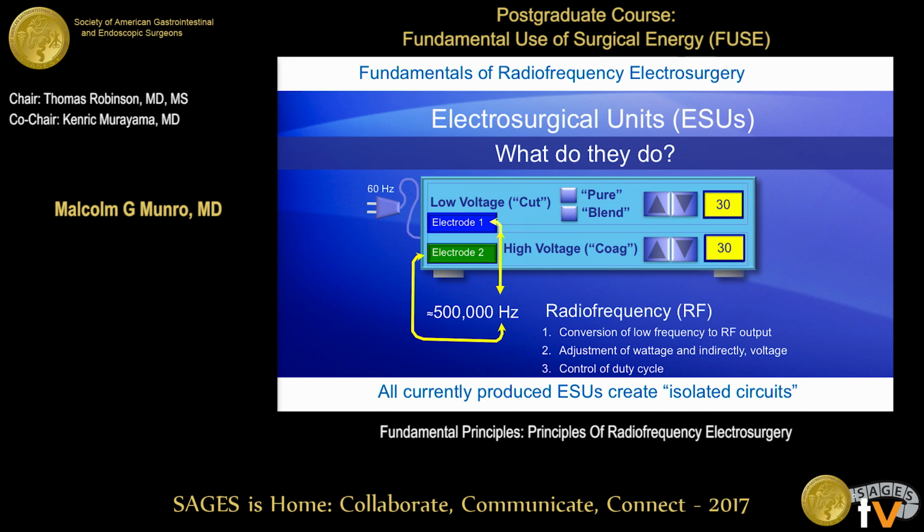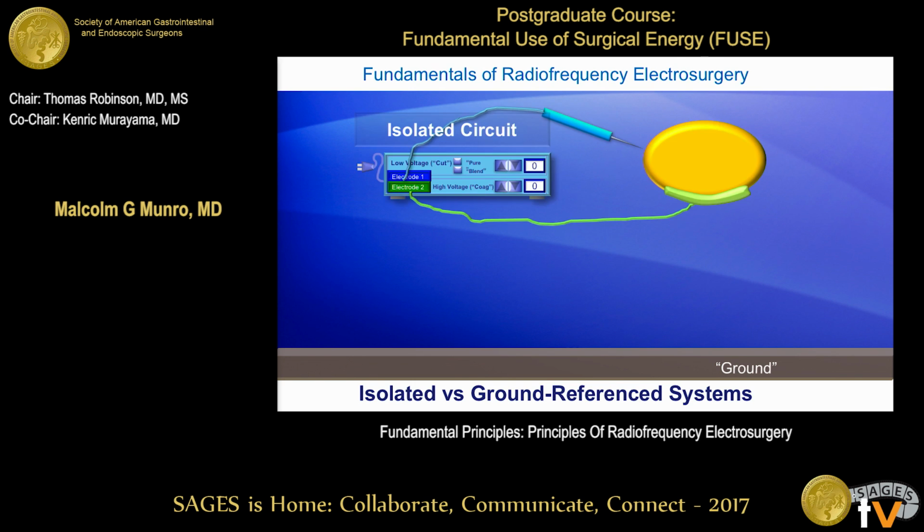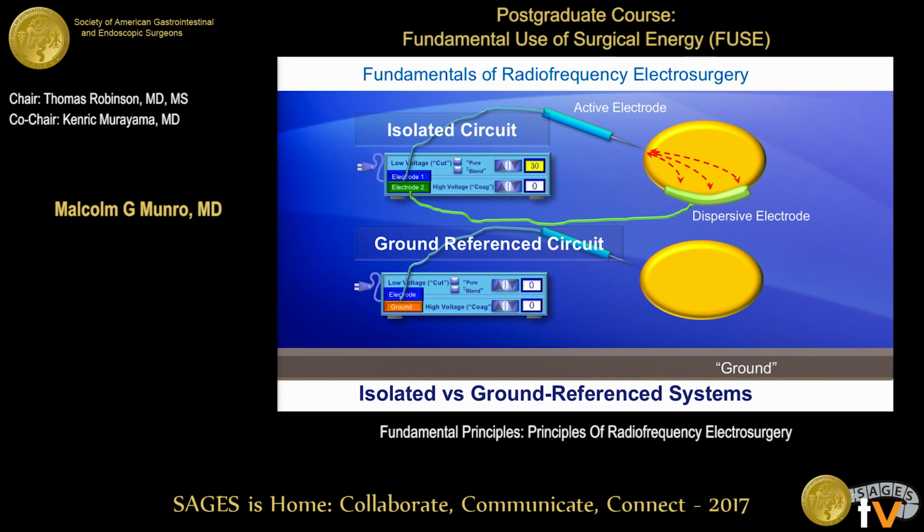So all the generators that you use, and there's a couple of exceptions, but all the ones you use in ORs have isolated circuits. So what's that mean? Well, prior to, say, 1970, that wasn't the case. They were ground referenced, okay? Whereas the isolated circuit has an active electrode, in this case a dispersive electrode, and the patient, and the whole electrical circuit is created by the system, in ground reference circuits, the patient was grounded, the machine was grounded, and the circuit was completed through the ground.